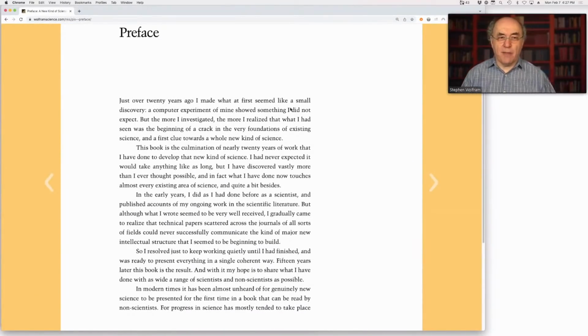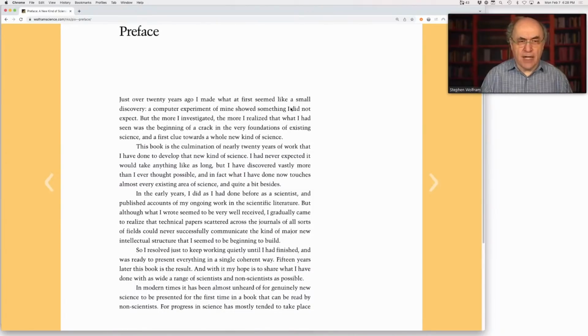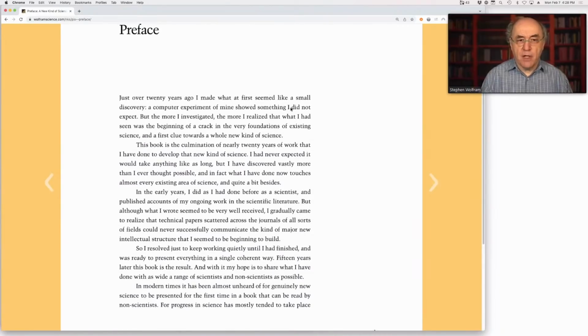I started off talking about just over 20 years ago. That's 20 years ago from now. I made what seemed like a small discovery, which was these discoveries about simple programs and so on. And I kind of explained in the preface what my idea was in writing this book.